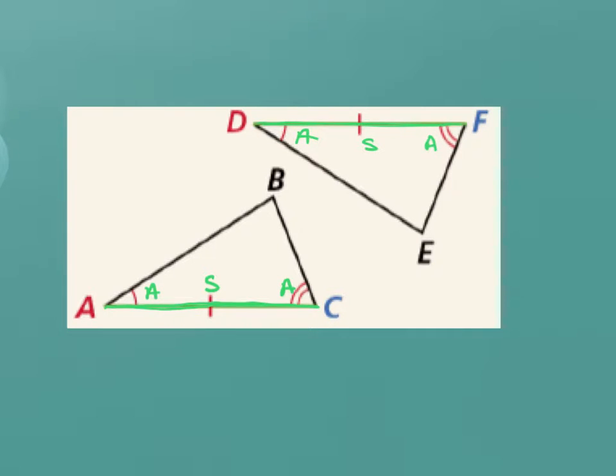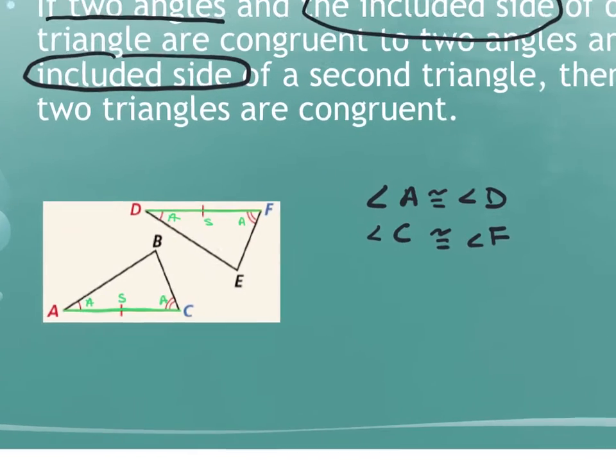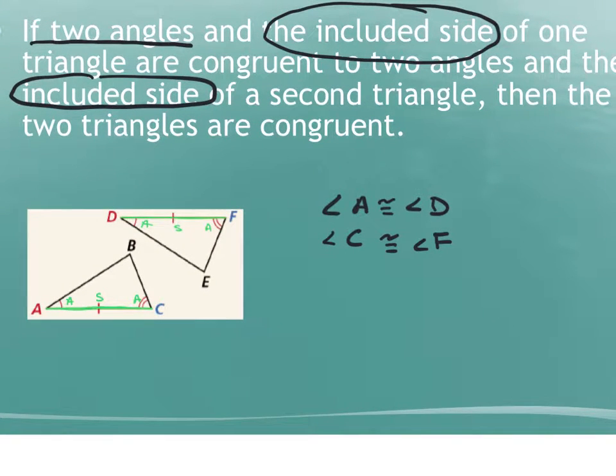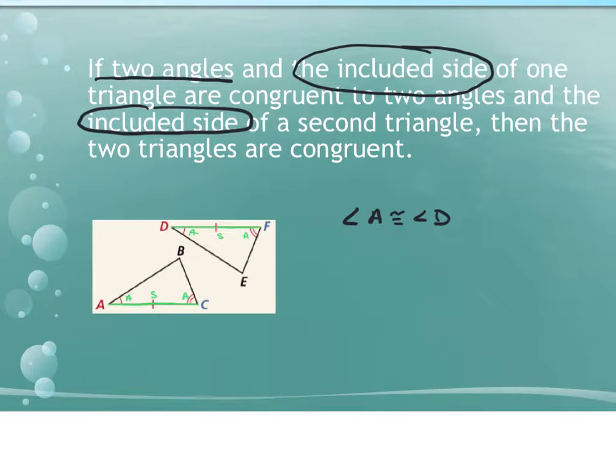ASA. This is enough to prove that these two triangles are congruent to each other because in between the two angles, we've got side AC is congruent to side DF, and then we also had angle C was congruent to angle F. And that, my friend, is ASA.